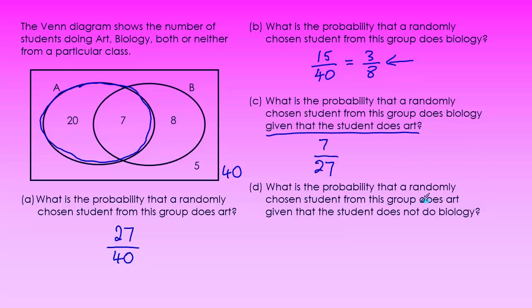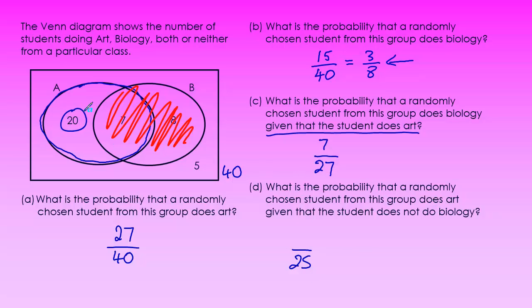What's the probability that a randomly chosen student from the group does art, given that the student does not do biology? So if they're not doing biology, we know that these students are not involved. So now it can only be out of 25. How many of those students do art? We can see that's 20, and that one cancels down to 4/5. And note that this probability is not the same as this one.